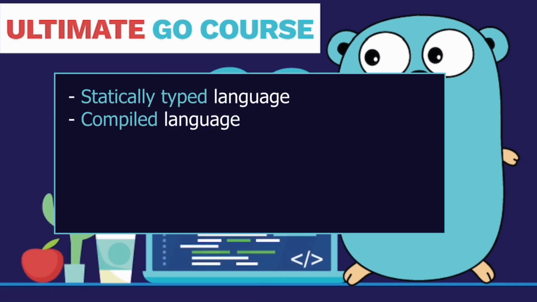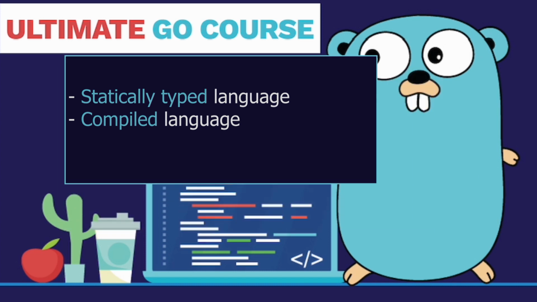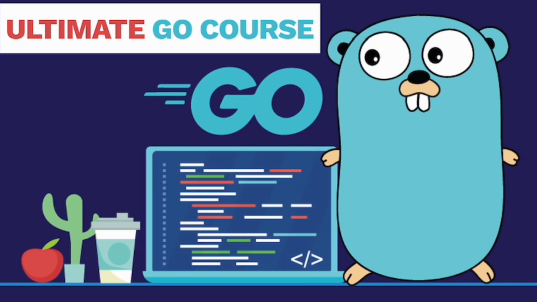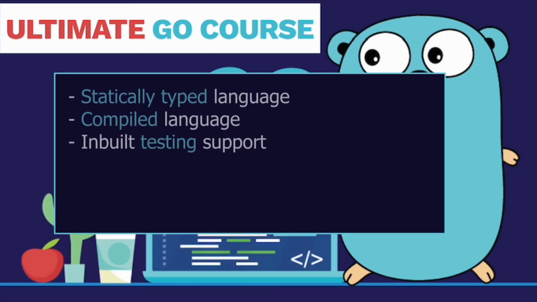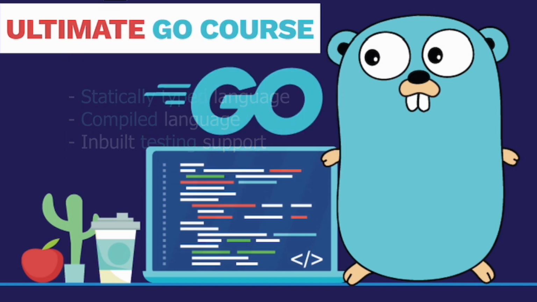Now, what does that mean? What does it mean to be compiled? Compiling means that the code is compiled directly into ones and zeros, or in other words, machine code. That is one of the key features that makes Go really fast. And another key feature about Go is that it has built-in testing support already baked into the programming language. So you don't need to install any other third-party tool to carry out unit testing or integration testing. It already comes with its own built-in package for running your tests.